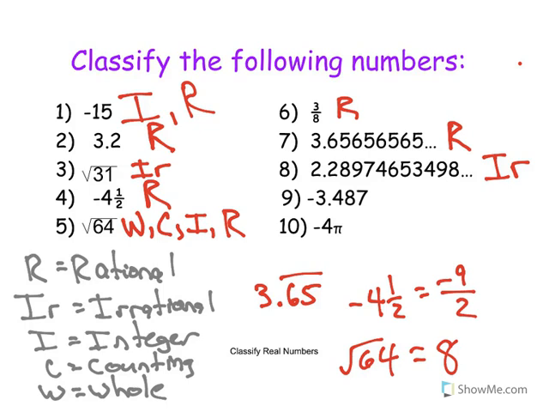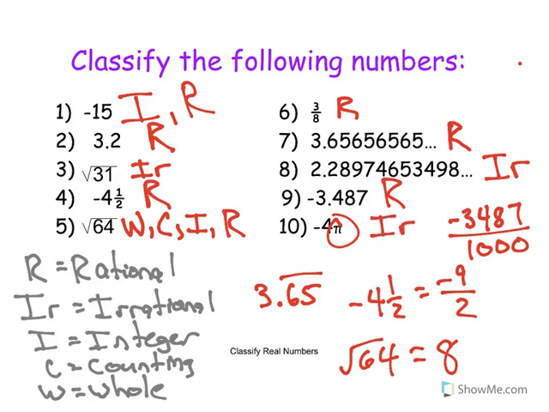Number 9, -3 and 487 thousandths. Okay, that's got the definite place value, right? That's a terminating decimal. I could express that as -3,487 thousandths out of 1,000. That's a nice clean fraction. That's a rational number. Certainly not going to be an integer, a counting, or a whole number, because none of those should have decimals. And our giveaway right here, I see the pi symbol. I know immediately that's going to be irrational.